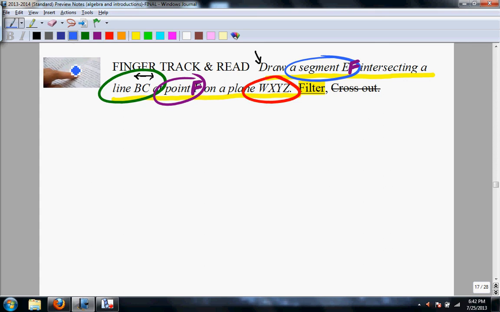Okay, so let's see what we can do here. We have a segment EF. So segment means no arrows. We have E and we have F. Okay, I've accounted for that. I'm going to cross it out.